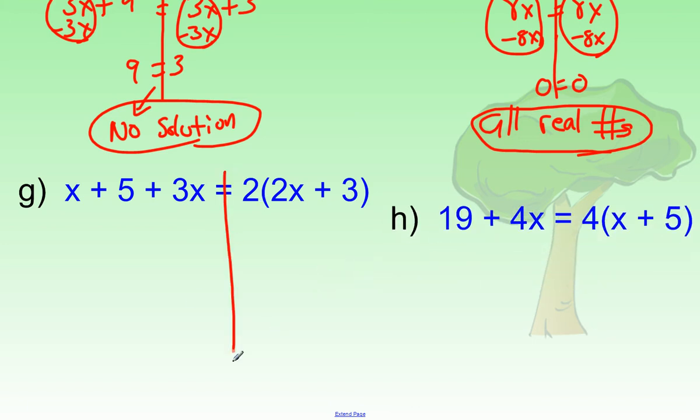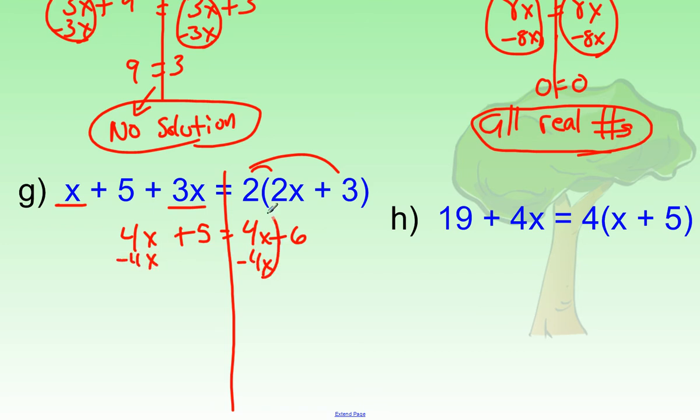Letter G. This gives you 4x plus 6 from distributing. Ooh, we got some combining like terms. You got a 1x and a 3x gives you 4x plus 5. And then we subtract 4x on both sides. This and this cancel, and 5 equals 6, which is not true. So this is no solution.